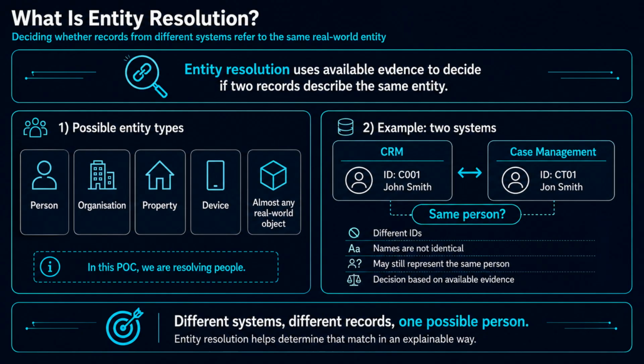Our CRM may contain C001, John Smith. Our case management system may contain CT01, John Smith. These records have different IDs. The names are not identical. But they may still represent the same person. Entity resolution attempts to make that determination using the available evidence.